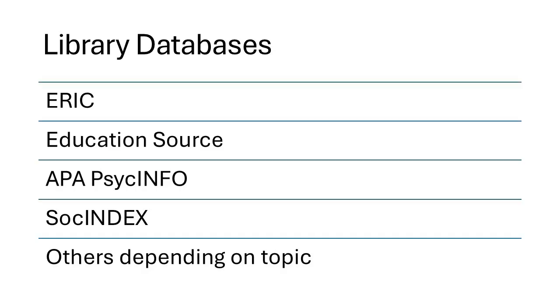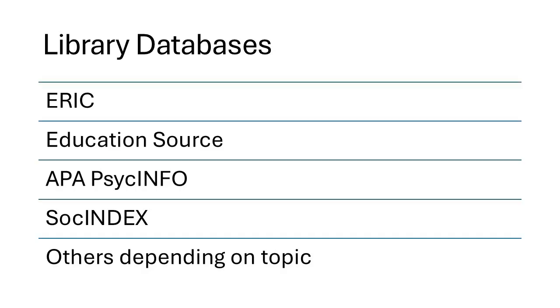In education, ERIC is usually the first database most go to. It has the most comprehensive coverage of educational articles and documents. Education Source, formerly Education Research Complete, has more full-text articles. While they have a lot of overlap, it can be helpful to search both at once, which I'll demonstrate later.